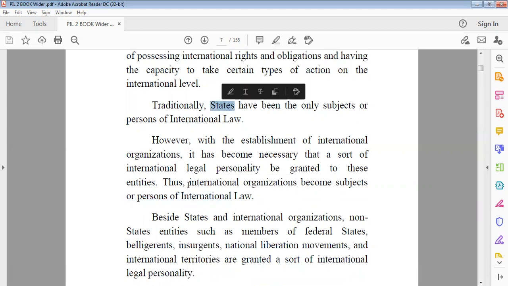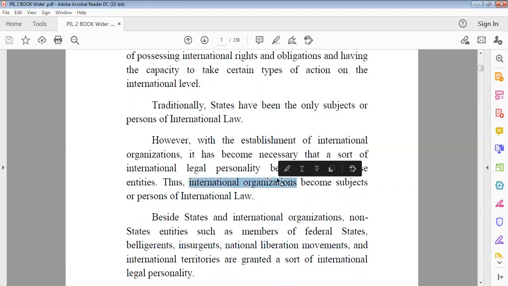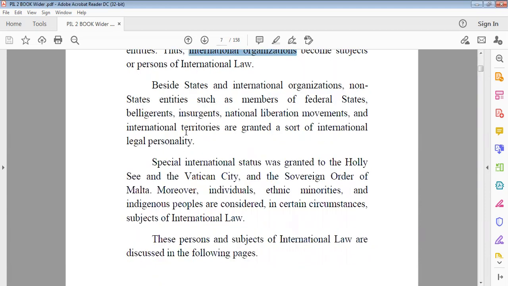That's why states and international organizations led to the amendment or altering of the traditional definition of the international law. So the international law is not the law that regulates relations between states only. It regulates relations between public subjects of international law: states, organizations, and, besides states and international organizations, non-state entities such as members of federal states.